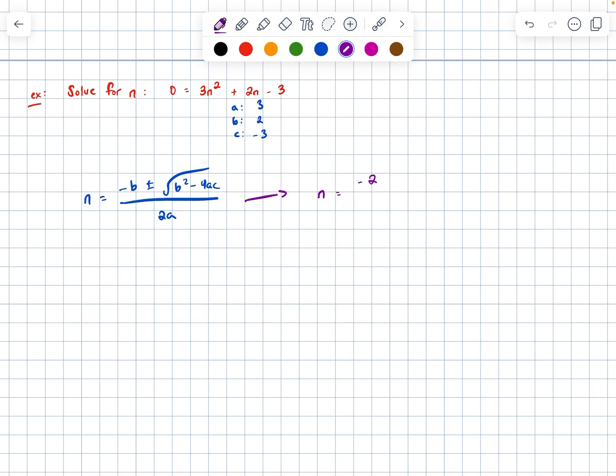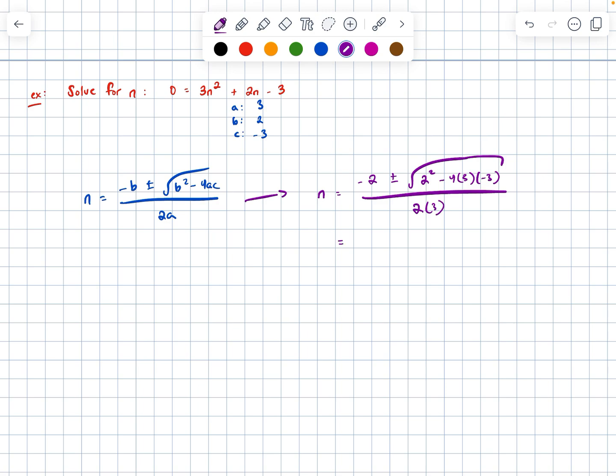So n is going to be equal to negative b, which is 2, plus or minus the square root of b squared, which would be 2 squared, minus 4 times 3 for a, times negative 3 for c, all over 2 times 3 for a.